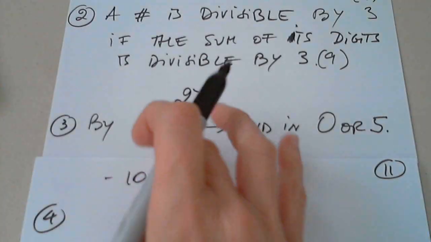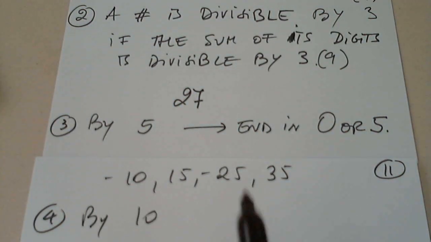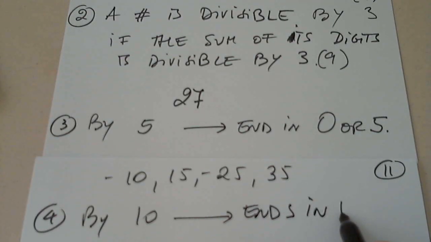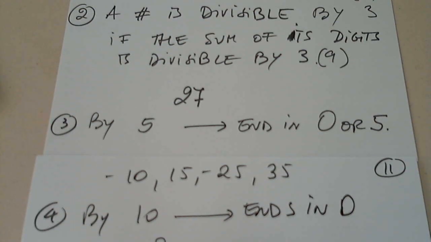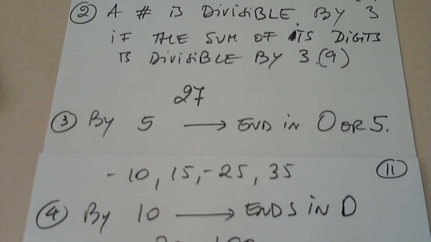Number 4, these two they're close. By 10, only if the number ends in 0, like 20, 100, and so on. So divisibility by 5, 0 or 5 at the end. Divisible by 10, it has to have 0 at the end.